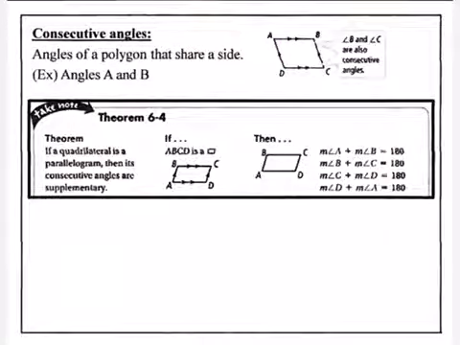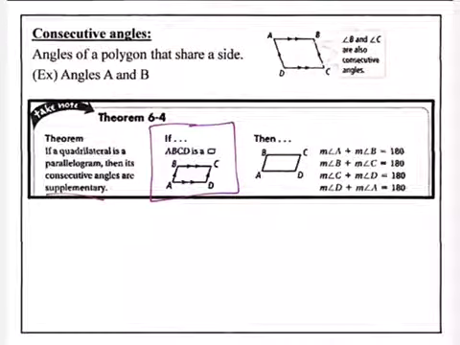If a quadrilateral is a parallelogram, then its consecutive angles are supplementary. So in this case, if you know that it's a parallelogram, you know that its consecutive angles will be supplementary, or add up to 180. So in this case, angle B and angle A added together make 180. Angle B and angle C added together make 180. Angle C and angle D added together make 180, and so on.